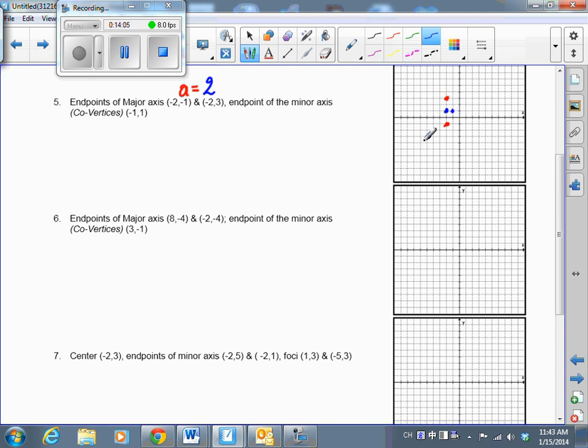Jacob, what is the value of B? 1. Perfect. Now, tell me the equation. Or if you're not sure about the equation, tell me the center. I'm waiting for him. He's right there.